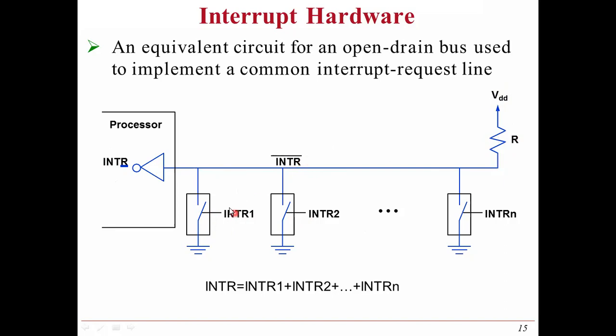Here, whenever the switch for interrupt request 1 is closed, interrupt request 1 goes to the processor. Like that, for interrupt request 2, when the switch is closed, request 2 goes to the processor. Like that, INTR is equal to interrupt request 1 plus interrupt request 2 and so on up to interrupt request n. This is the interrupt hardware.